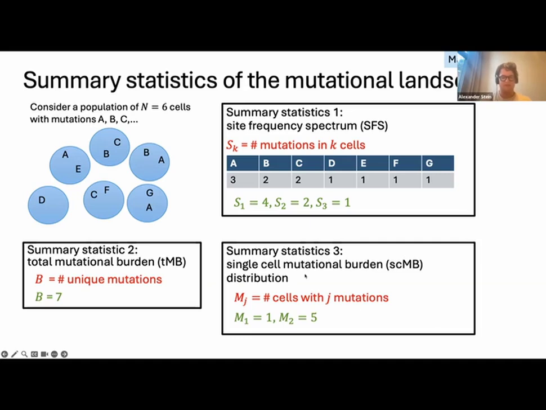So we want to look at what we call the single cell mutational burden distribution. As the name suggests, we count the number of mutations that occur in a single cell. So we define this object M_j, which is the number of cells that have j mutations. In the left population in this illustration, we have one cell which has only one mutation, and the rest of the 5 cells all have 2 mutations. Thus, we have M_1 equals 1 and M_2 equals 5.